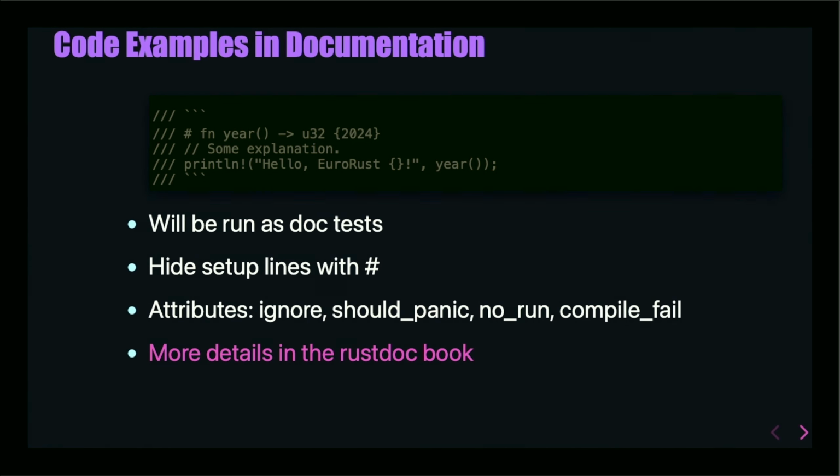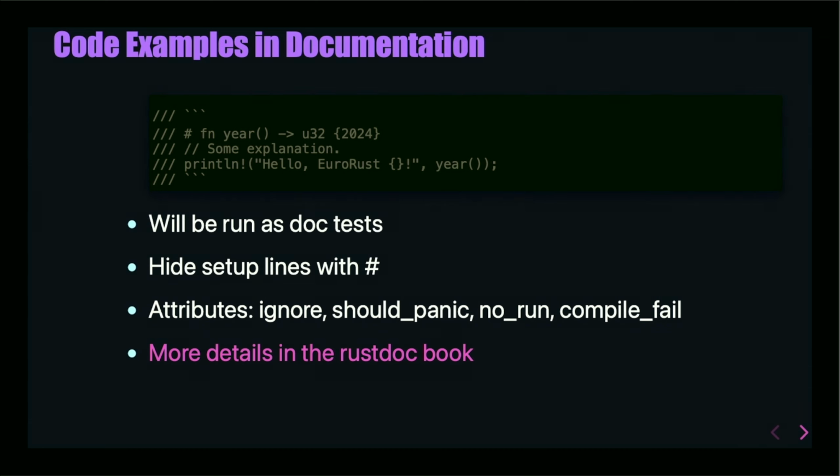It's also possible to put code examples in your documentation. Very importantly, they will be run as doc tests, so your code example will be always right and always checked. If you have setup lines that are not interesting for the documentation and for what you're trying to show, you can hide them by starting them with a hash sign. And it's possible to have a few attributes.